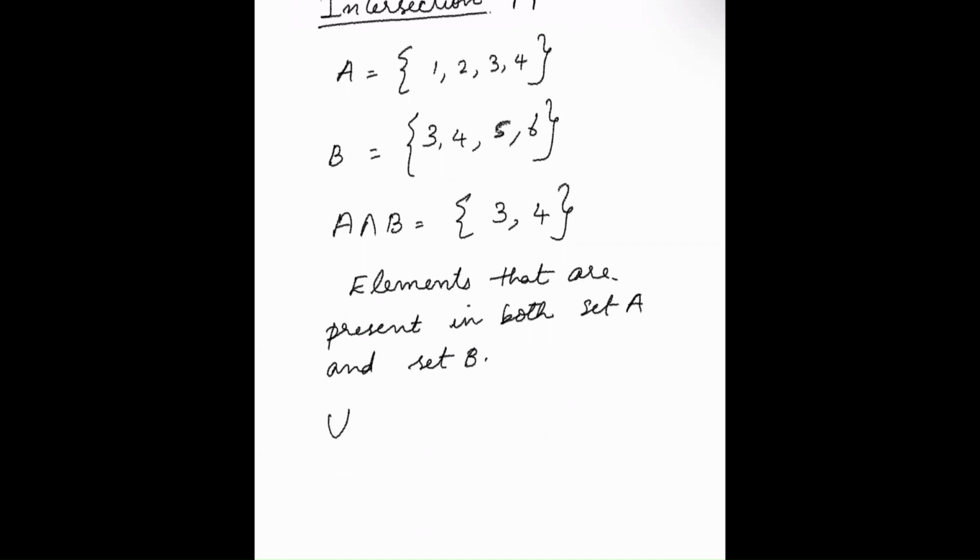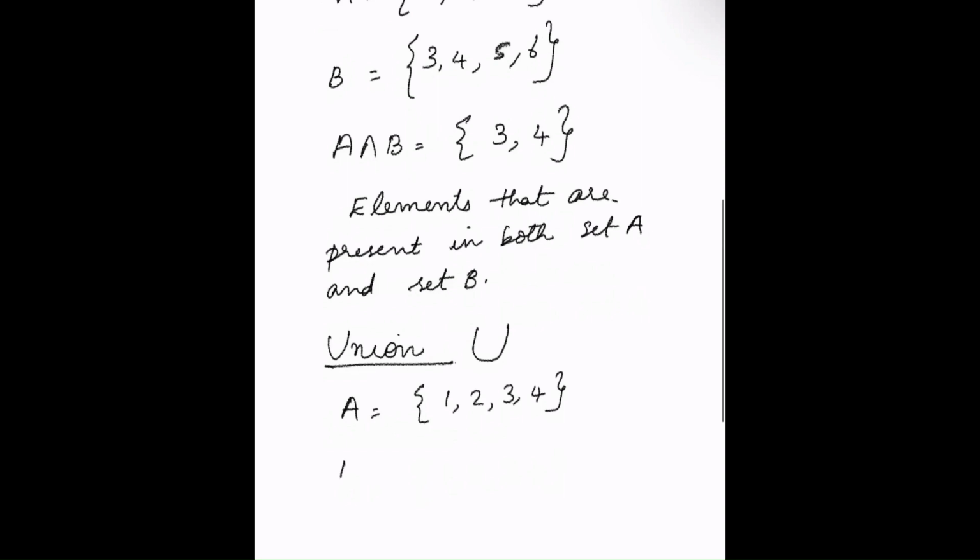Next is union. Union is denoted by the letter U. And again, my set A is {1, 2, 3, 4}. Same thing, I'm not changing. B is {3, 4, 5, 6}.